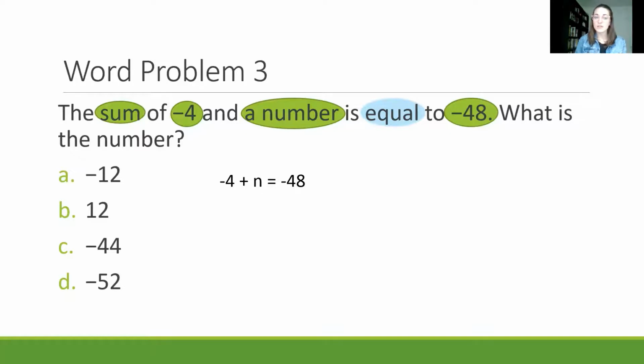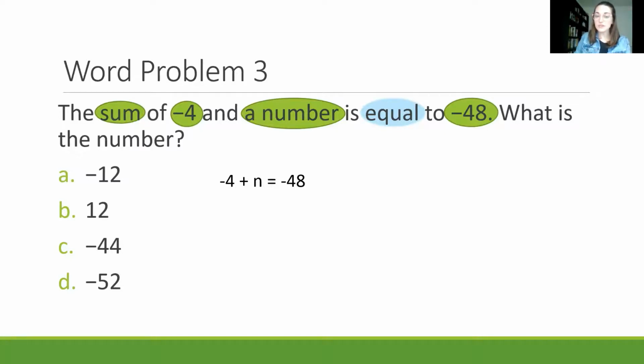Now with all of these, I can put together a number sentence. So we see sum, and then we know that means addition. Sum is always addition. And so we're going to say, well, what are we adding? Well, we're adding -4, and then they say a number. So we can fill in that spot, a number, with a variable. So we're going to do -4 plus n. N stands in for the number that we don't know. It's our variable. Then it says that is equal to -48. So we can put an equal sign and a -48.